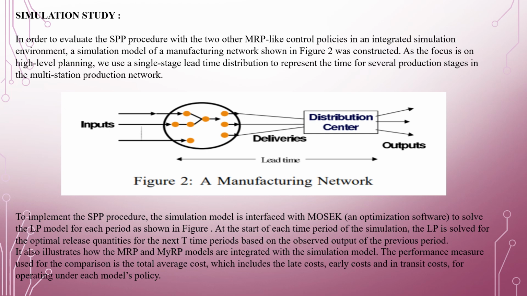At the start of each time period of the simulation, the LP is solved for the optimal release quantities for the next t time periods based on the observed output of the previous period. It also illustrates how the MRP and MYRP models are integrated with the simulation model. The performance measure used for the comparison is the total average cost, which includes the late costs, early costs, and in-transit costs for operating under each model policy.